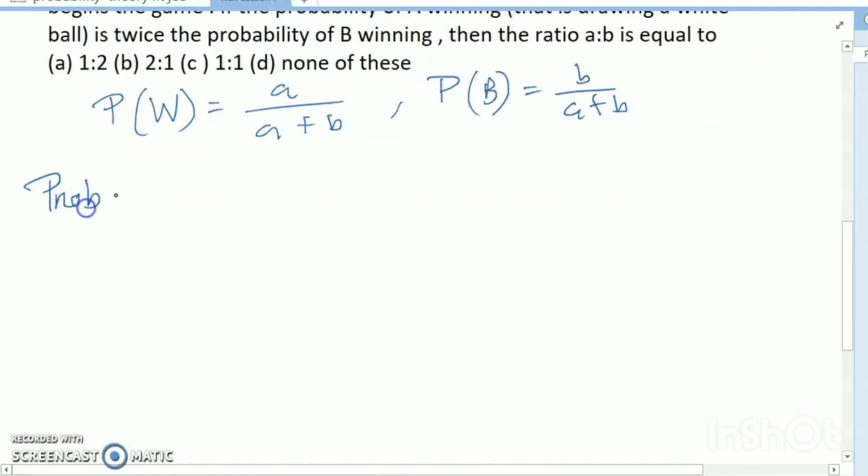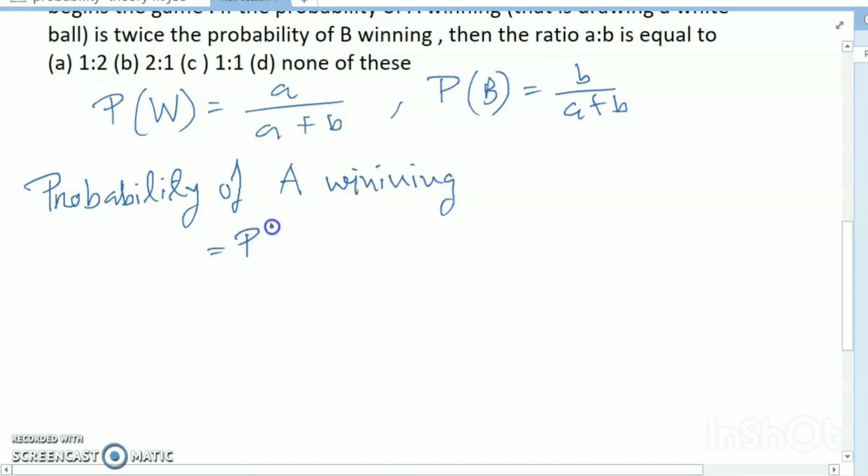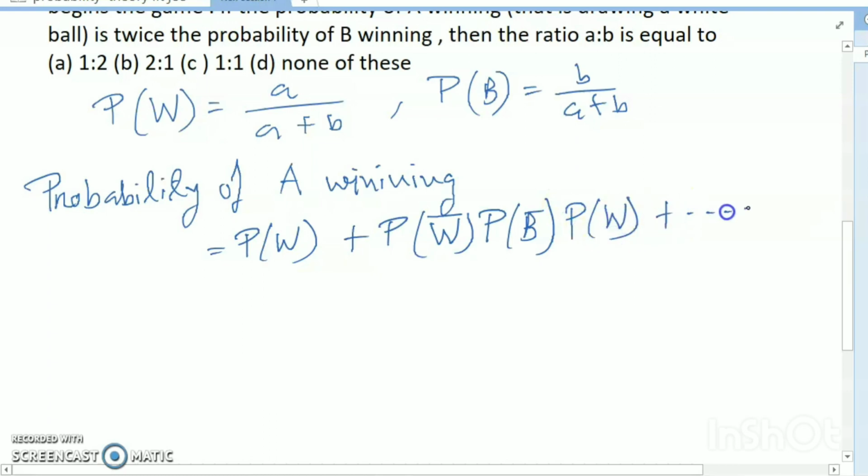So now, the probability of A winning equals P(W) plus P(W bar) into P(B bar) into P(W), plus so on up to infinity. Here W bar means the complement.